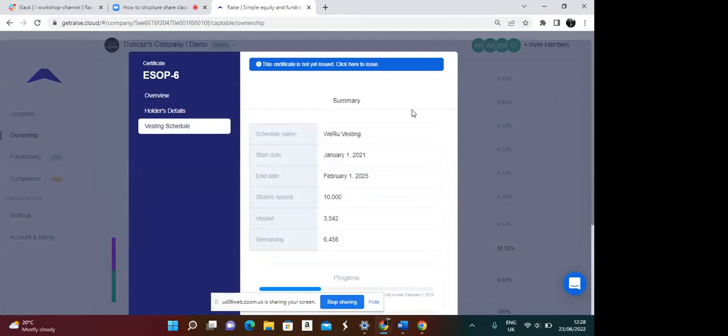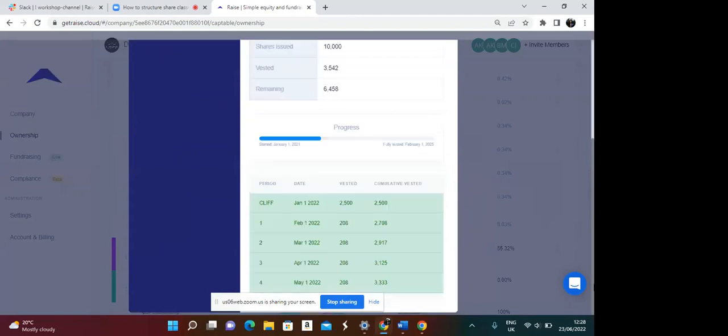When we look at the vesting schedule here, we can see that the start date is January 1st, 2021, and it will end February 1st, 2025. The calculation is basically that we had a cliff period of 12 months at 25%, which meant 25% of the 10,000 shares. This employee will receive 2,500 shares after the first year. That is what we can see here: on January 1st, 2022, a year later, he receives 2,500 shares.